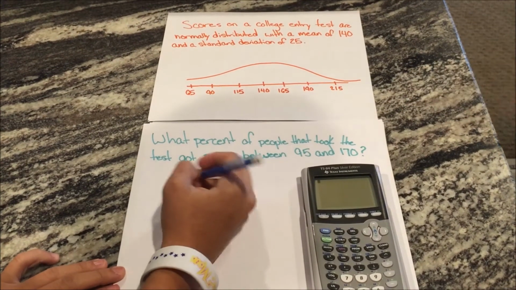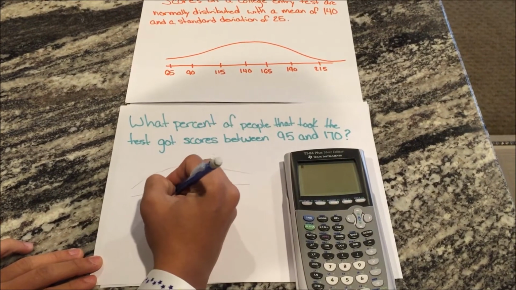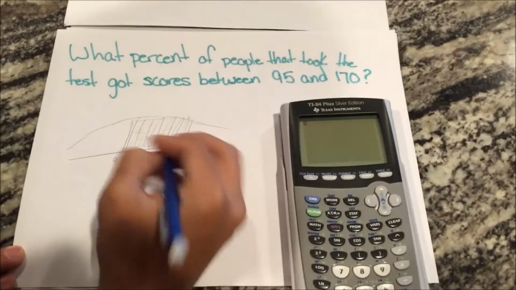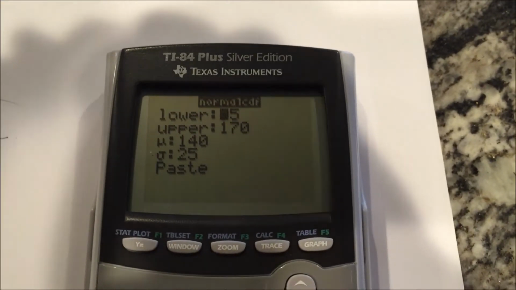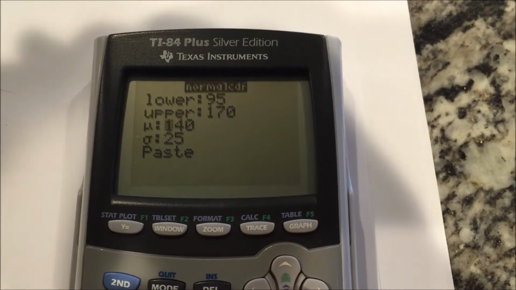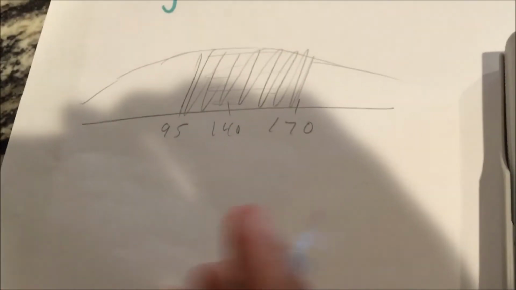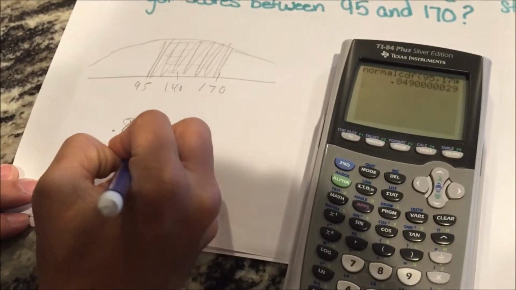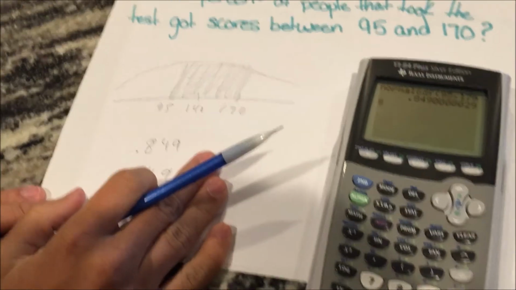Okay, so in order to do this problem, you're going to sketch a curve. You're going to label your mean and what the problem asks for. You're going to shade in the area to show what you're trying to get. You're going to go into your calculator, second vars, normal CDF, and do your lower and upper bounds, mean, and standard deviation, which are all given to you in the problem. Paste that, and you have 0.849, which is 84.9% of people who have taken the test, their scores lie between 95 and 170.